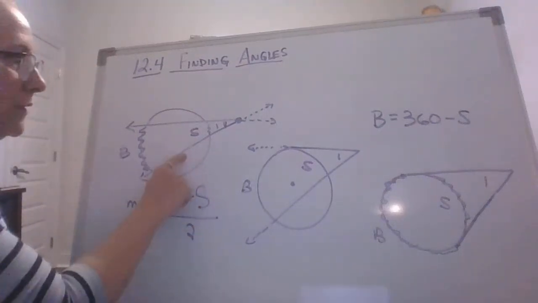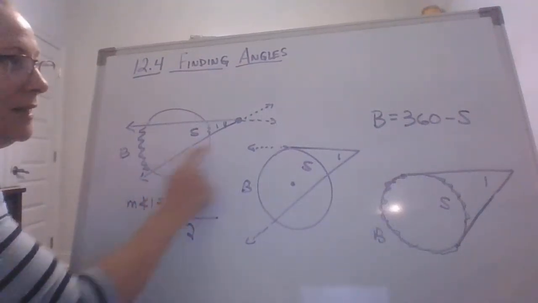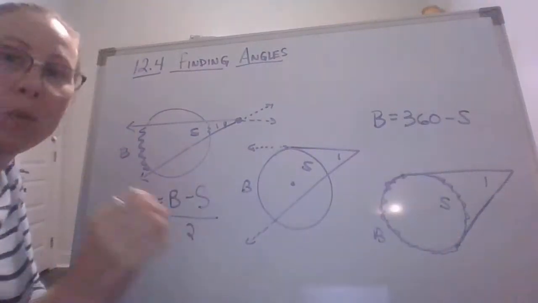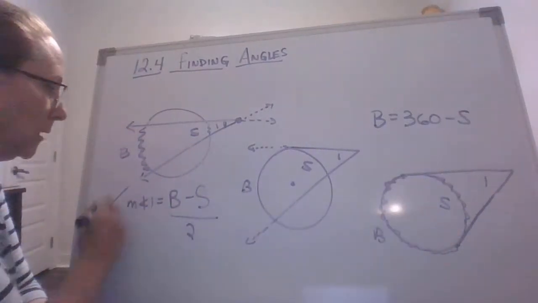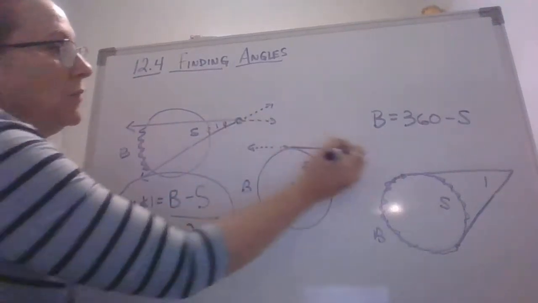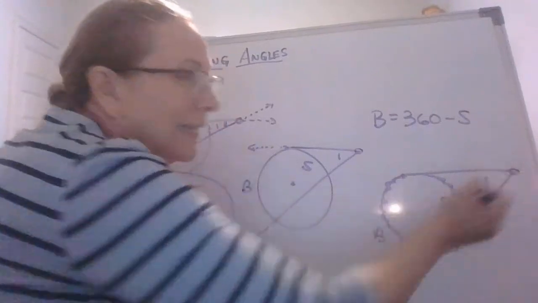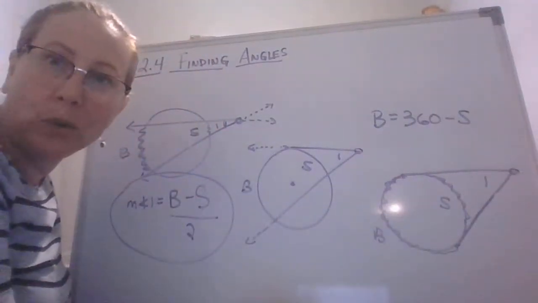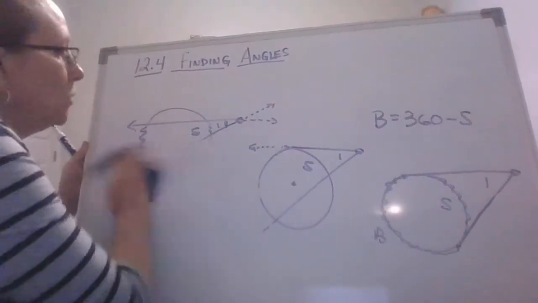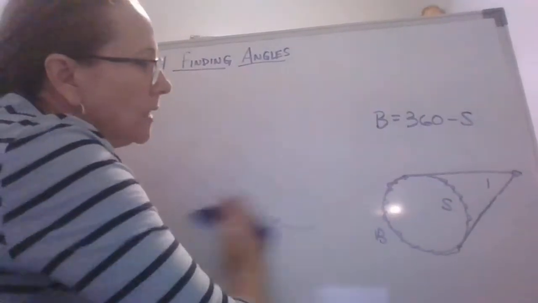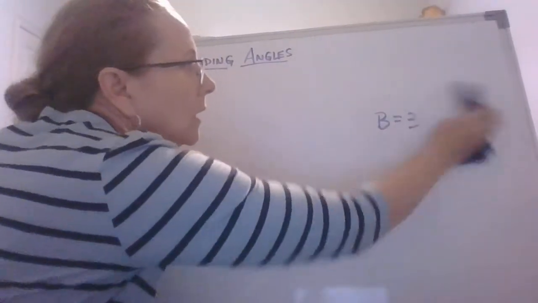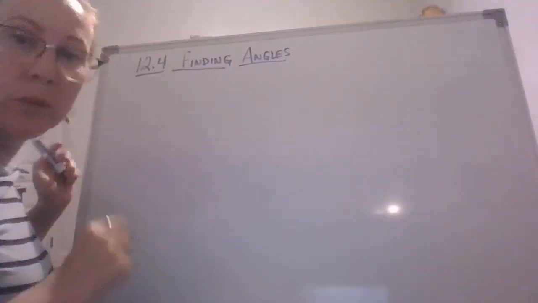So we could have two secants, a tangent and a secant, or two tangents, but what they all have in common, why they all use this formula, is that the vertex of the angle that we're looking for is outside the circle. So let me do a quick summary, just using one picture, because we're still going to be using inscribed angles from the last section, 12.3.